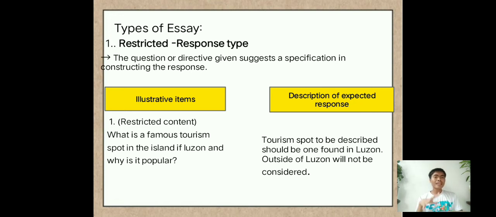So, as a restricted content, the tourism spot to be described should be one found in Luzon. Outside of Luzon will not be considered, since our main point is only in Luzon. So your focus will only be there in Luzon and not on the other parts of the country.